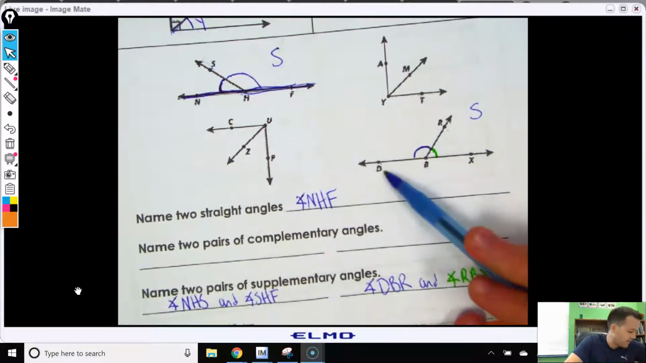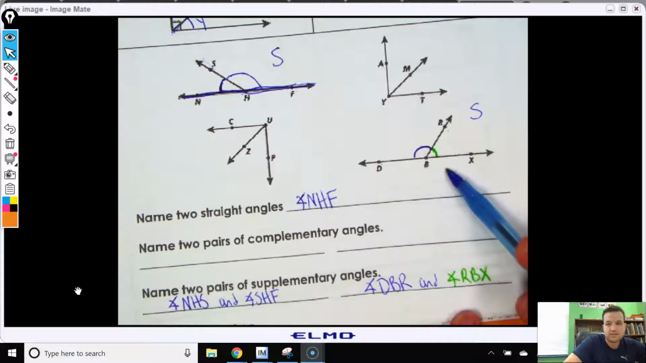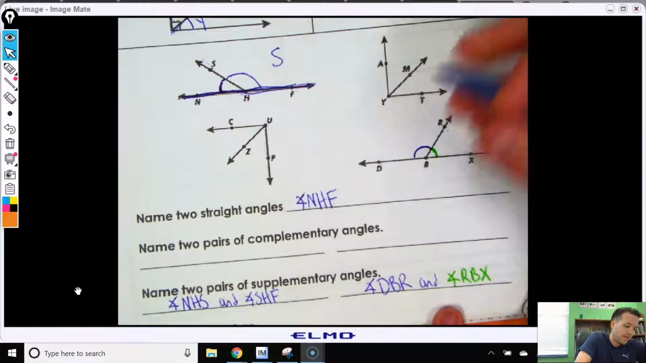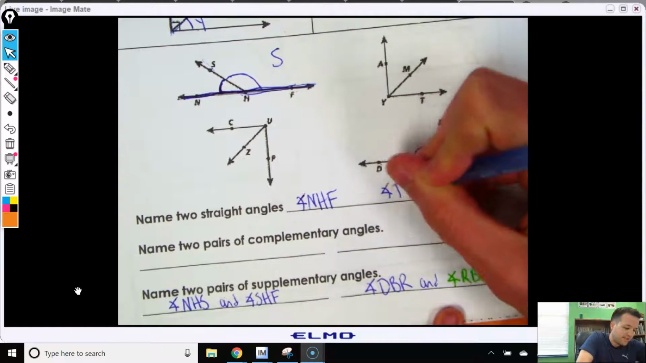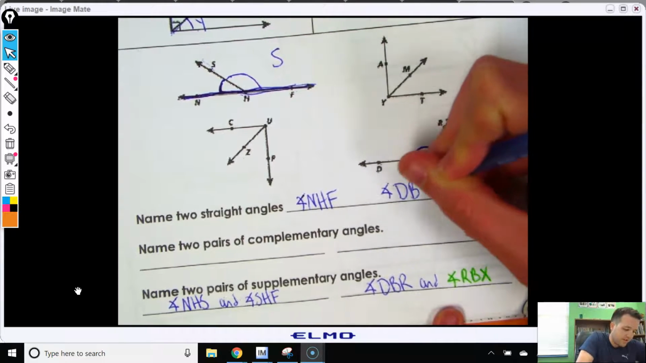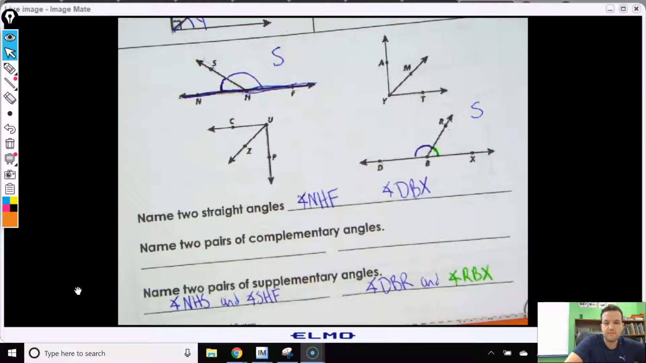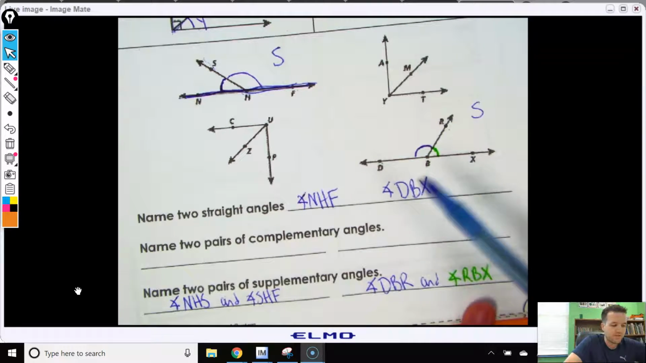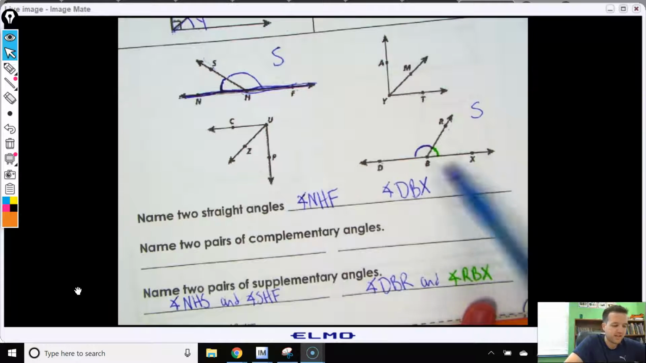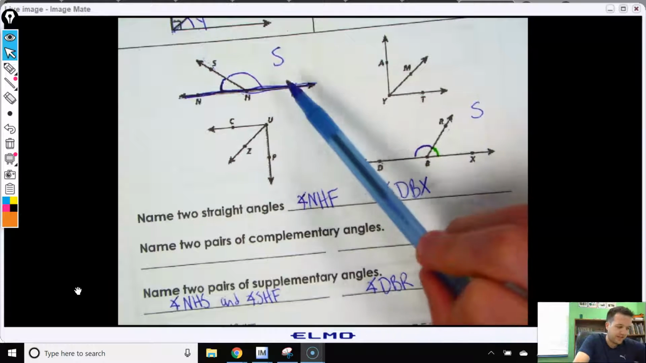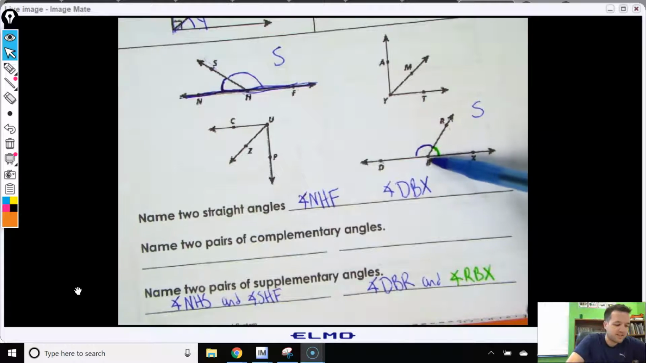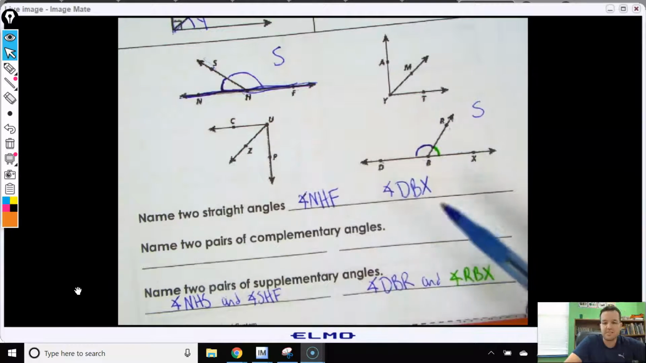See if you can identify the name of this angle over here that is a straight angle. This would be angle DBX. Now, if you remember when we were naming angles in the beginning of our geometry unit, you can actually go in reverse and say angle XBD, or you can say like angle FHN. It doesn't really matter as long as the vertex is in the middle, right? So you can read from left to right, right to left, doesn't matter as long as the vertex is in the middle.